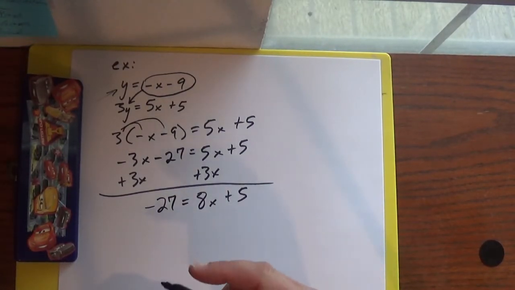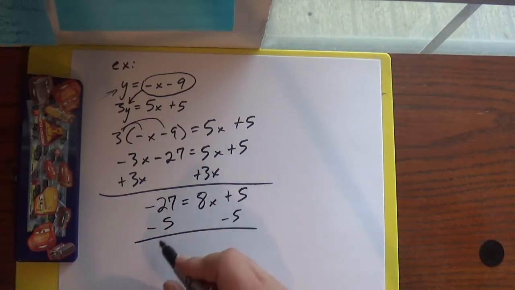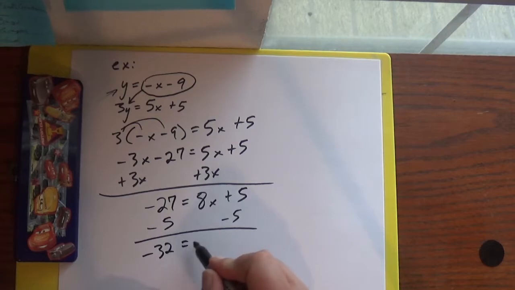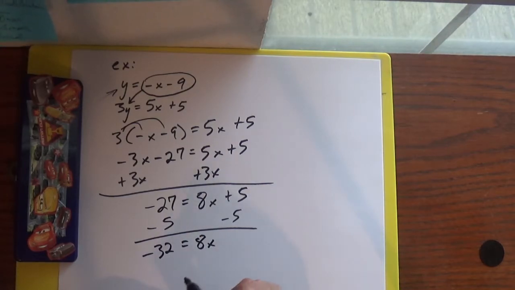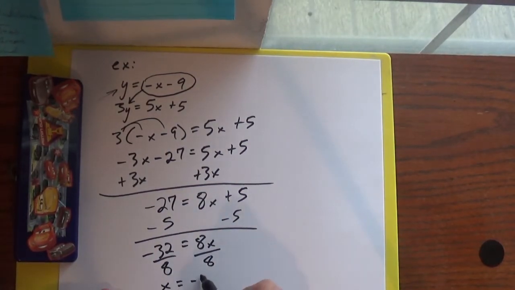Alright, I need my numbers on the other side, so I'll subtract. And now I need to divide. And divide. And I've got an x. I still need a y.